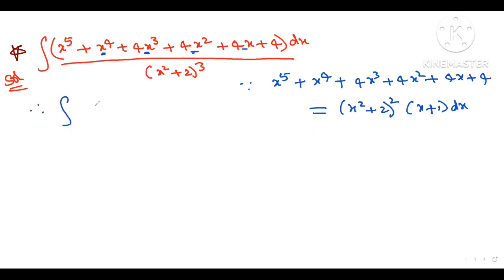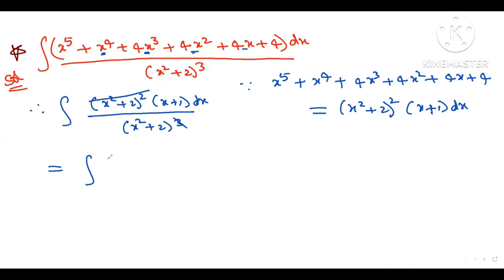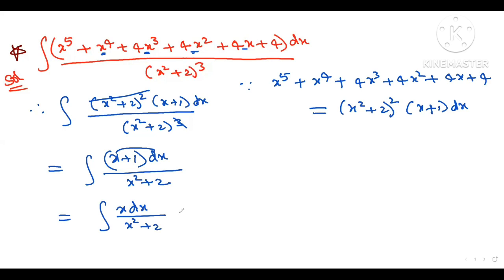So we get the integral x square plus 2 whole square into x plus 1 dx by, what is the denominator here? x square plus 2 whole cube. One x square plus 2 whole square gets cancelled. So what we get here? x plus 1 dx by x square plus 2. Okay, now do individual division: x dx by x square plus 2 plus 1 dx by x square plus 2.